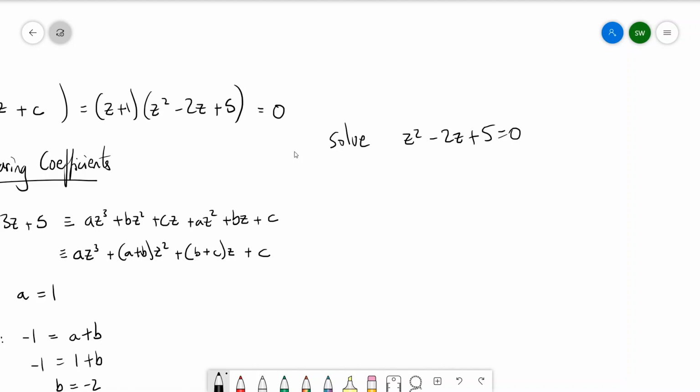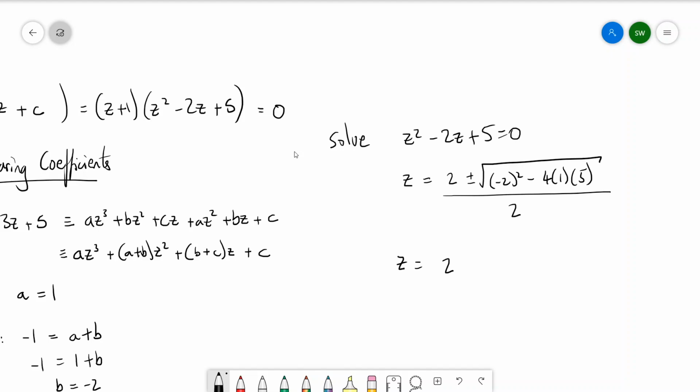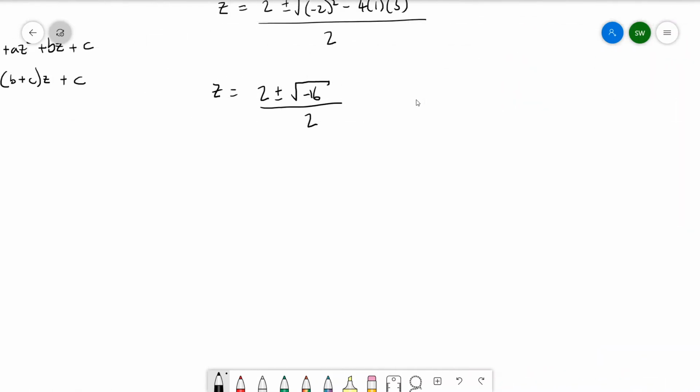So you can use whichever method you prefer. I'm going to use the quadratic formula. So we're going to have minus b plus or minus the square root of b squared minus 4ac all over 2. So we're going to get z equals 2 plus or minus the square root of minus 16 all over 2. And then I'm going to split this up into two fractions. So we're going to have 2 over 2 and plus or minus root minus 16 over 2.